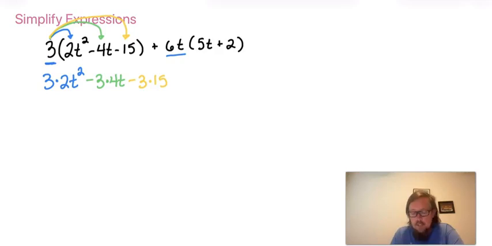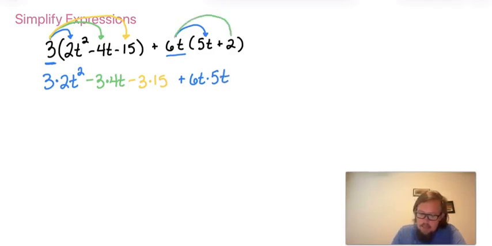and now we'll do the same thing with our second distributive property. We'll do 6t multiplied by 5t. There's a plus in front of the 6t, and it's a positive. Positive times a positive, so 6t times 5t with the plus sign. And then we've got 6t multiplied by 2, plus sign in front of the 2, so plus 6t times 2.